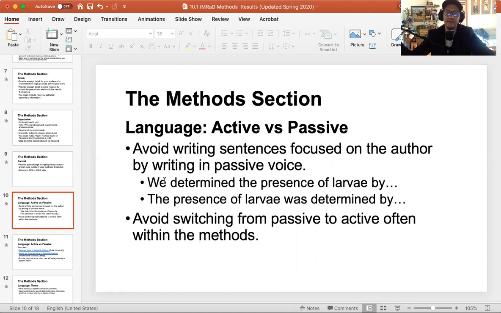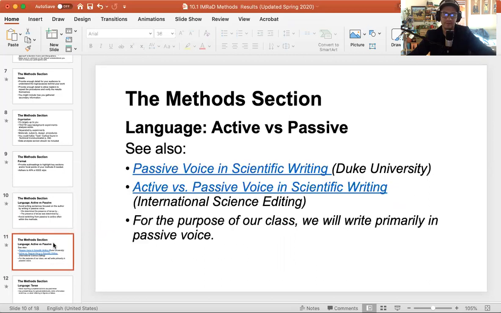So instead of, we determined the presence of larvae, the presence of larvae was determined, right? Instead of, we tested the water, the water was tested, whatever, continuing on. And so we want to write in that format. Now, does every single sentence 100% always have to be passive, past tense in the methods? No, not always. Okay.